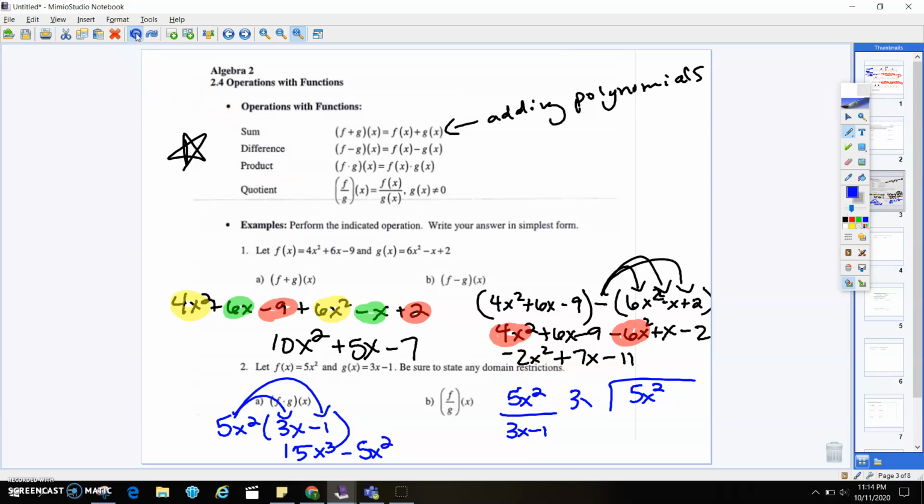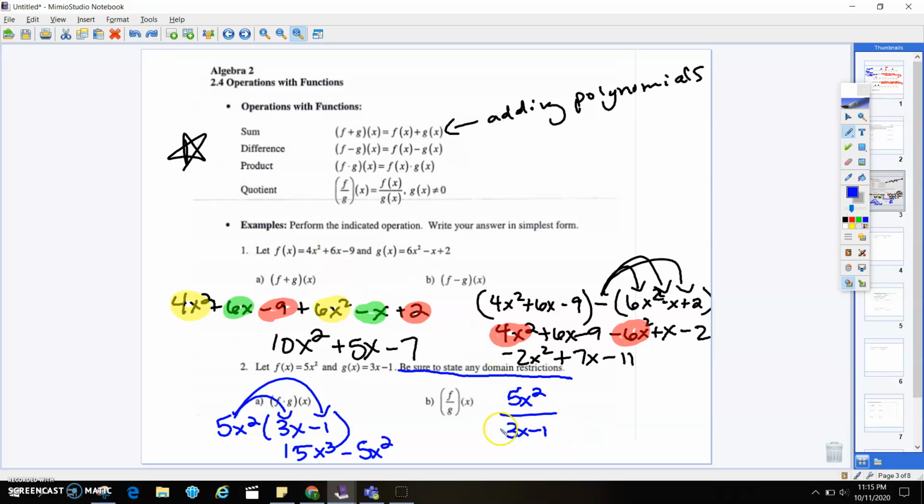But one thing I do want to mention, notice how it says, be sure to state any domain restrictions. That domain restriction is actually going to come from this denominator. Back in the day, your teacher told you that you can't have a 0 in the denominator for any reason whatsoever. So if you had, for instance, 5 divided by 0, if you put that into your calculator, you're going to get something called undefined. Undefined, okay? And undefined we don't like because it doesn't work in our functions. And since we're dealing with functions, we're not a big fan of it. So we want to make sure that in the bottom, the denominator, there is no 0.